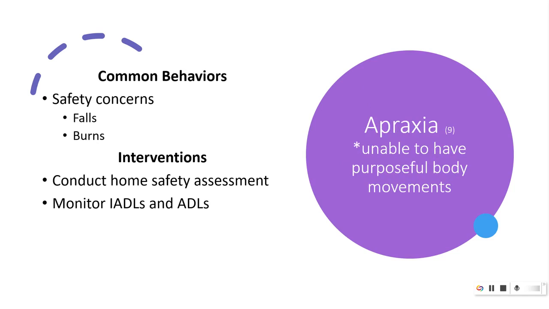Okay. The next A is apraxia, and this is the inability to have purposeful body movements. This is where we want to really consider some safety problems. So looking at the environment, doing a home safety assessment. Are there throw rugs, which are very, very hard to get rid of because everybody thinks they have to have these throw rugs because it just matches their couch or something? So do a home safety assessment.